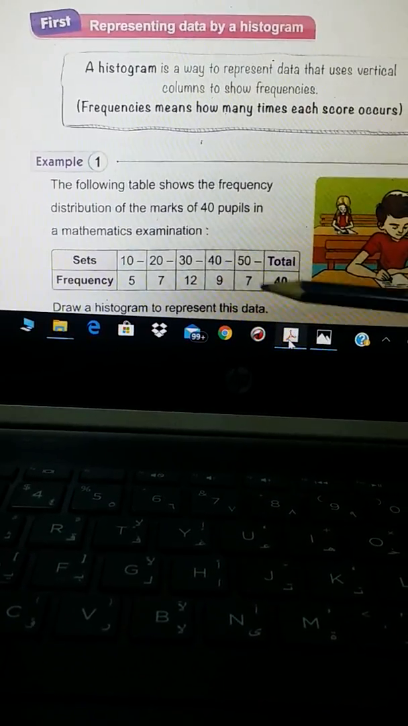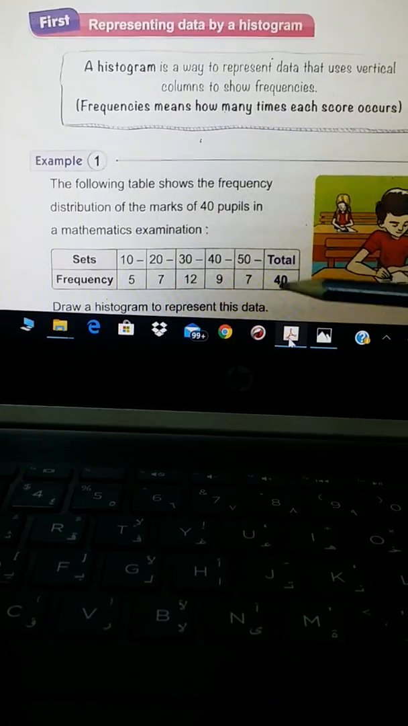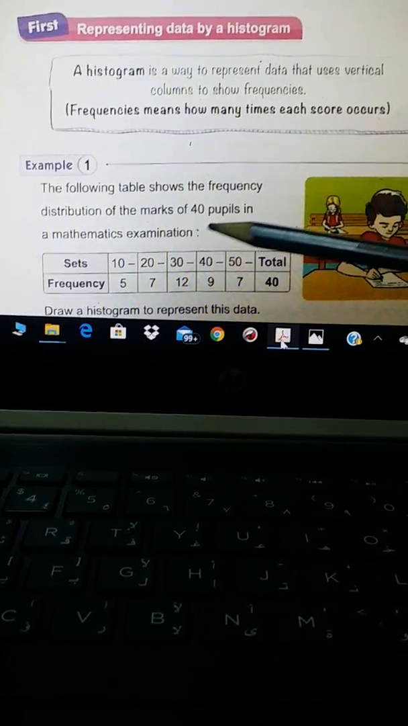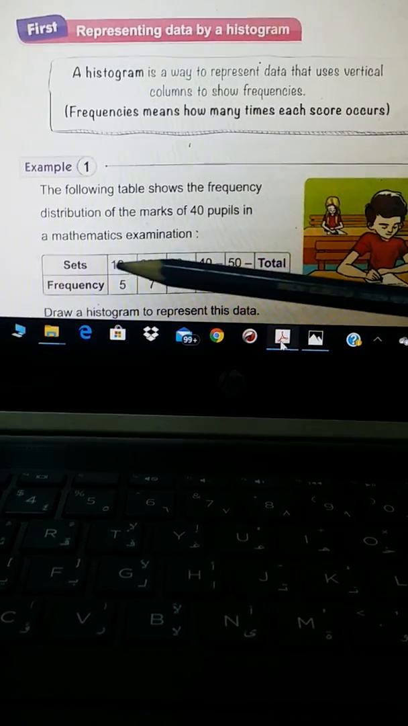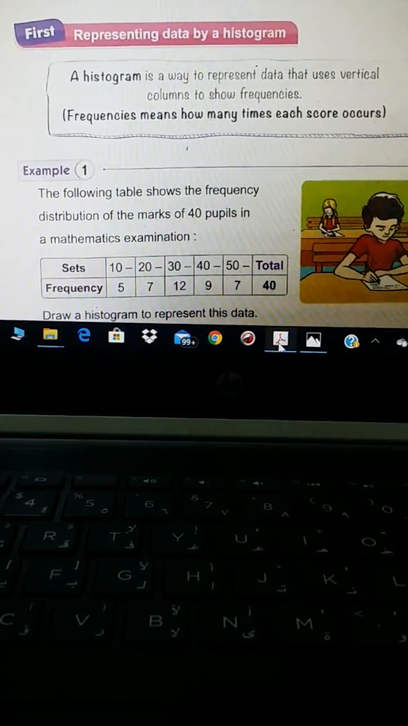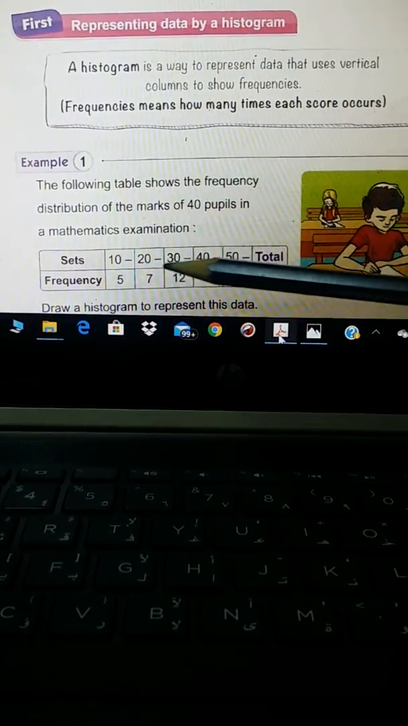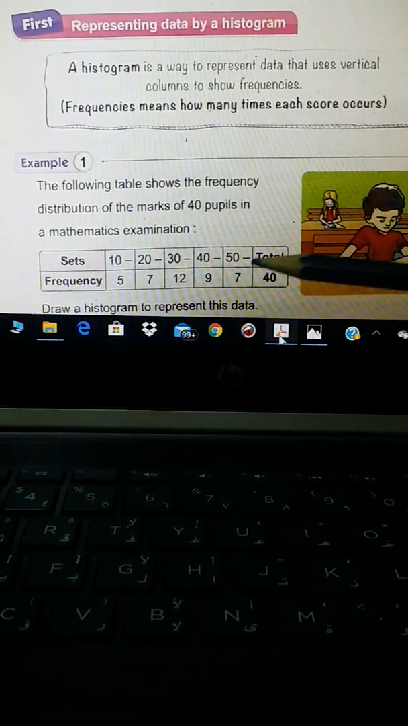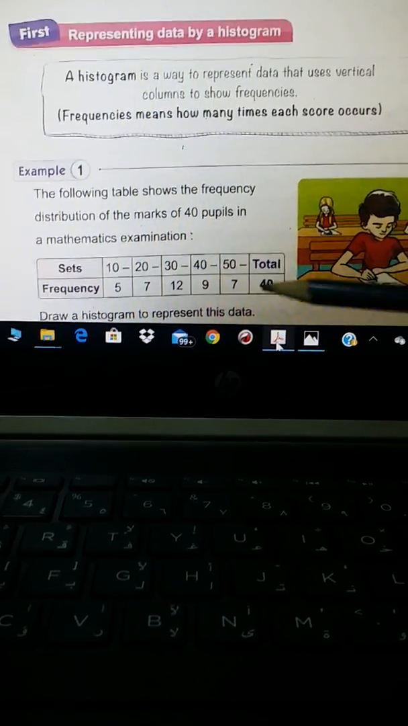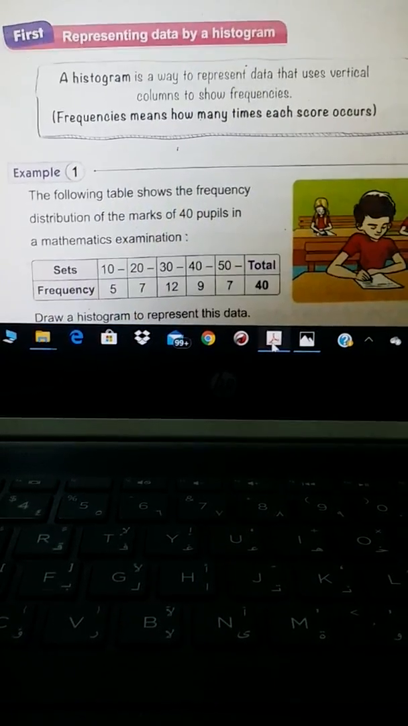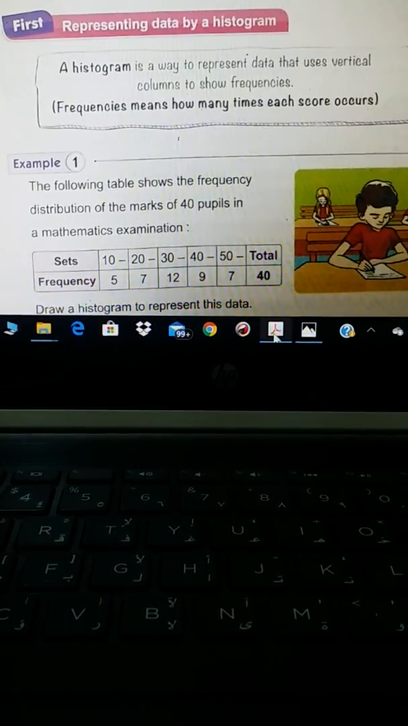How, teacher? For this example, this table shows the frequency distribution of the marks of 40 pupils in a mathematics examination. The first row means the sets: set 10, set 20, set 30, set 40, and set 50. And the second row is the frequency of each set. Okay, how to draw a histogram?